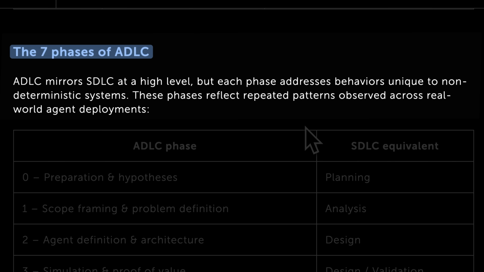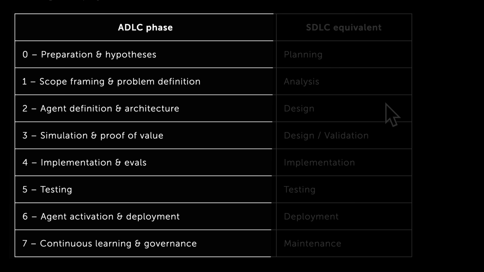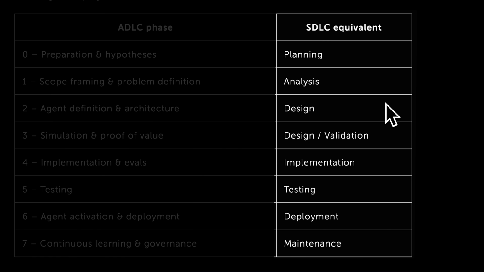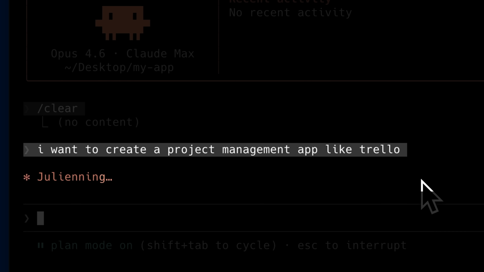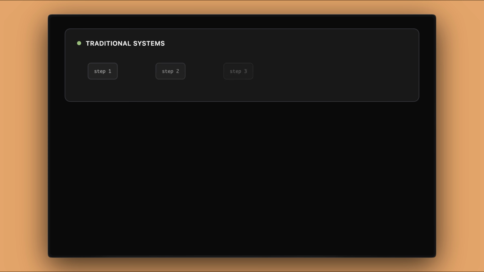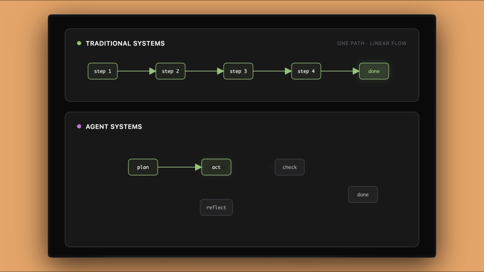There are 7 phases of ADLC, and each phase maps to the exact SDLC phase in one way or another. Whether you are working on an agentic system or not, the first step always remains planning. What changes is how you do it. For agents, you cannot plan the way you would for non-agentic systems because unlike traditional systems, the flow of logic does not apply the same way.